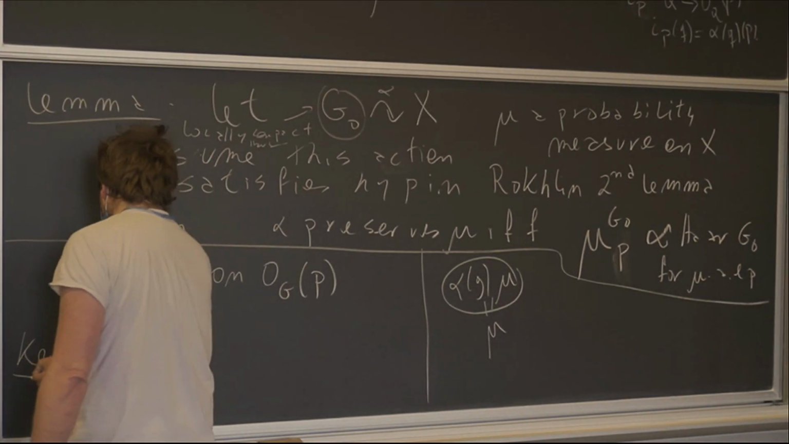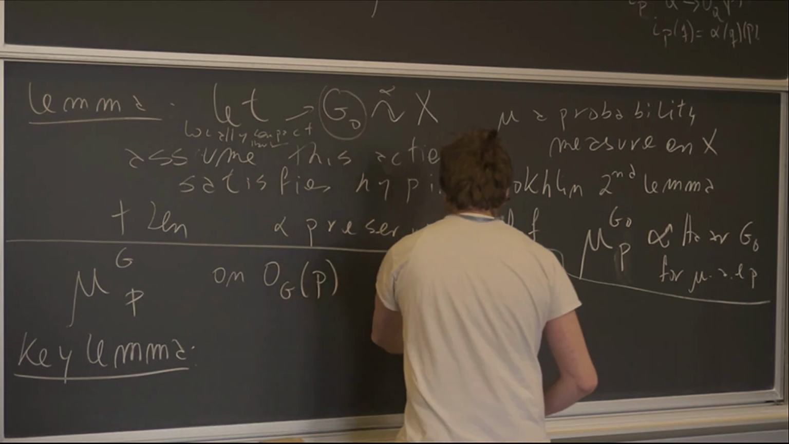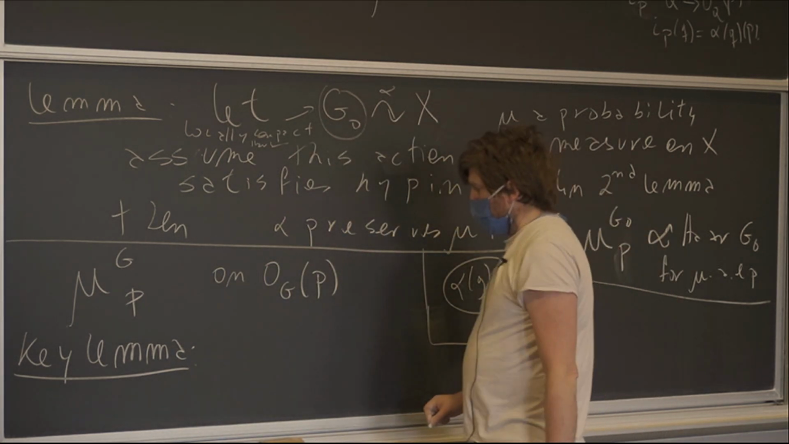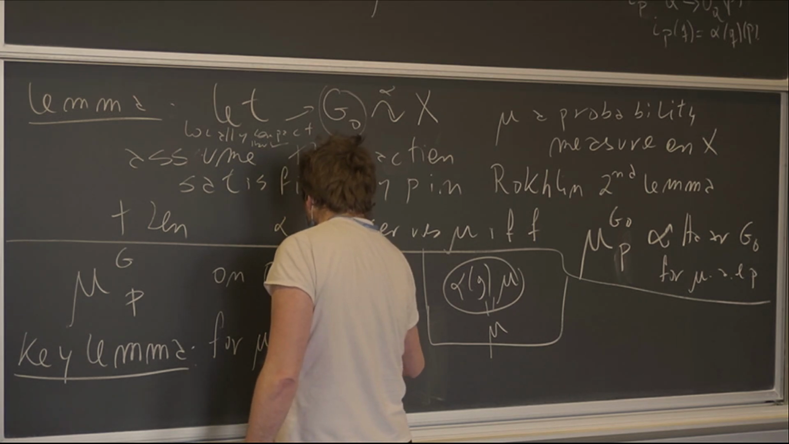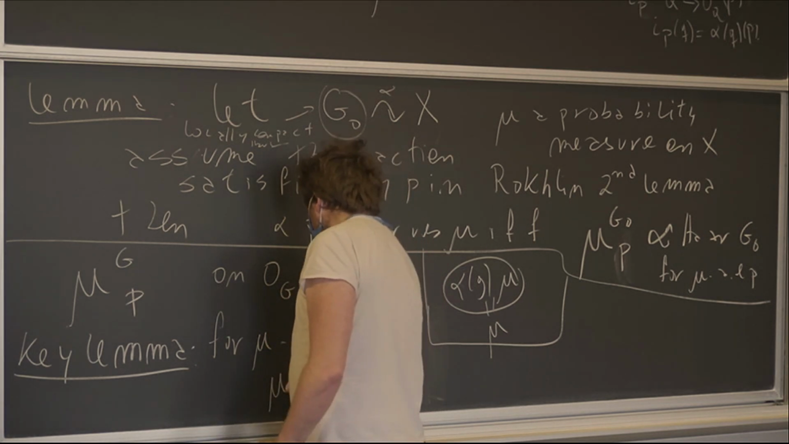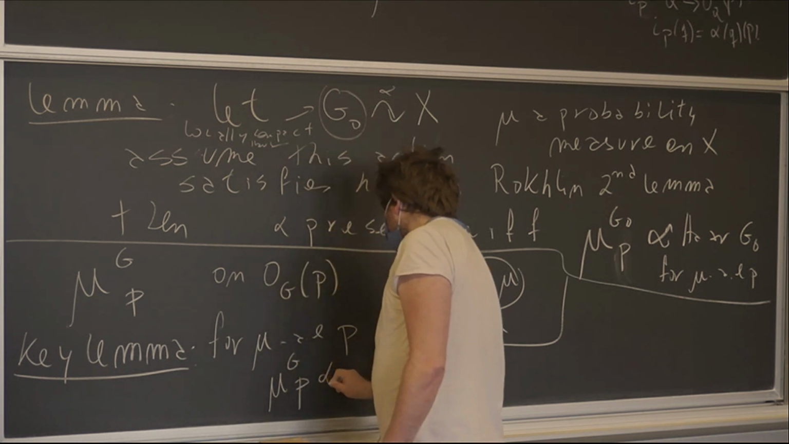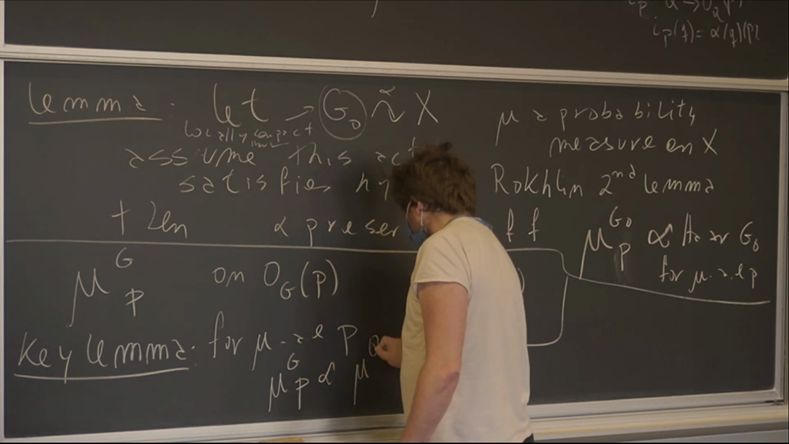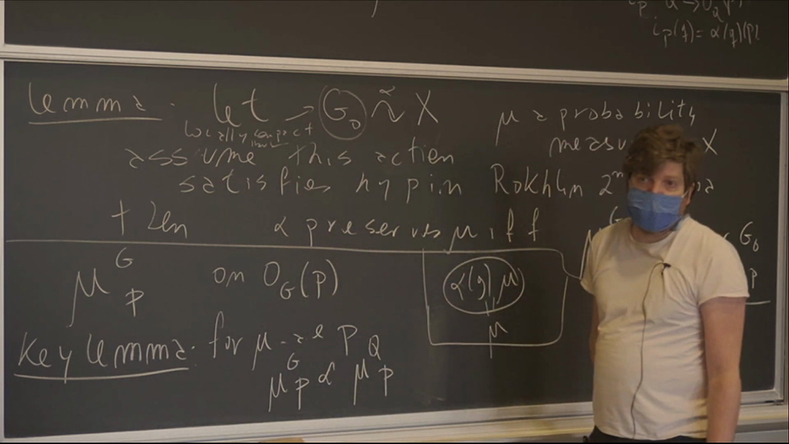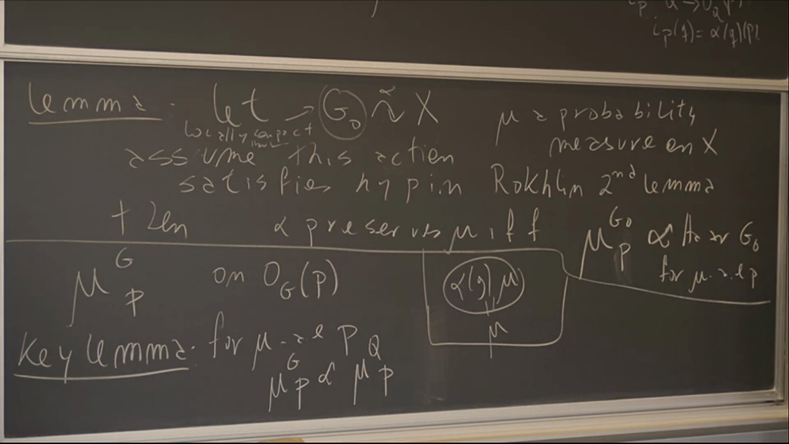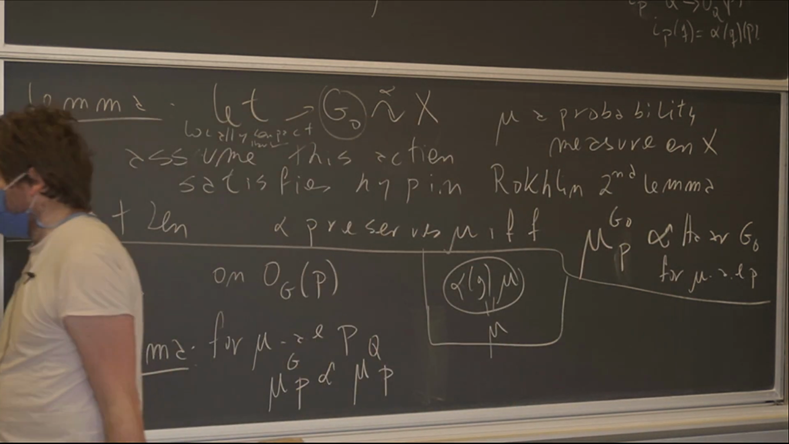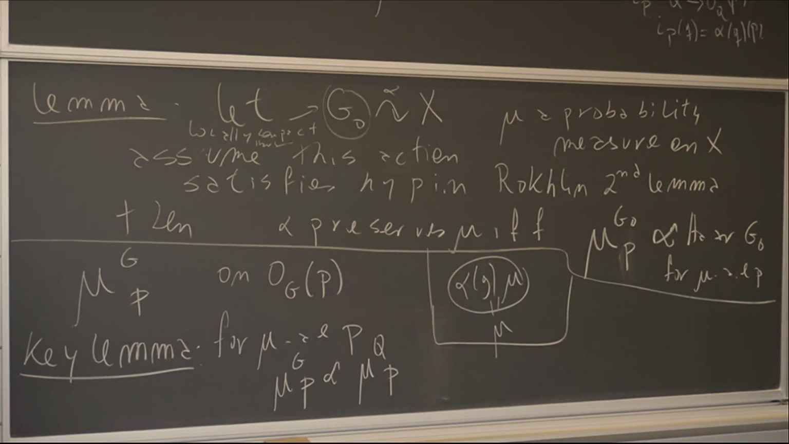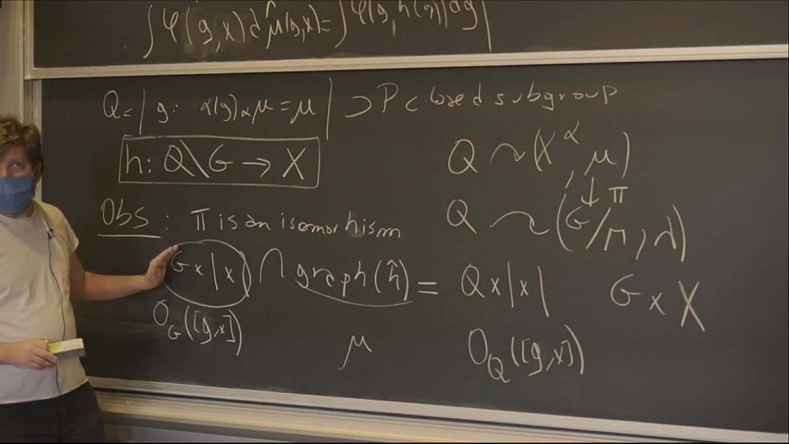So the key lemma to that statement is that for mu almost every P, mu G P is the same as mu Q P, which is supported in a much thinner place, so it's not seeing anyone else, and this essentially becomes this statement which gives you the injectivity.